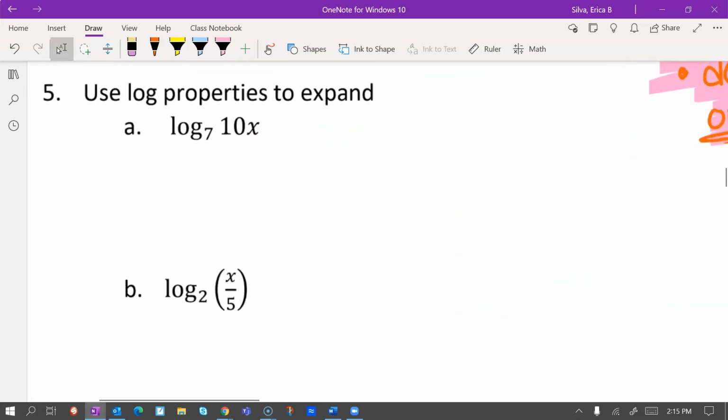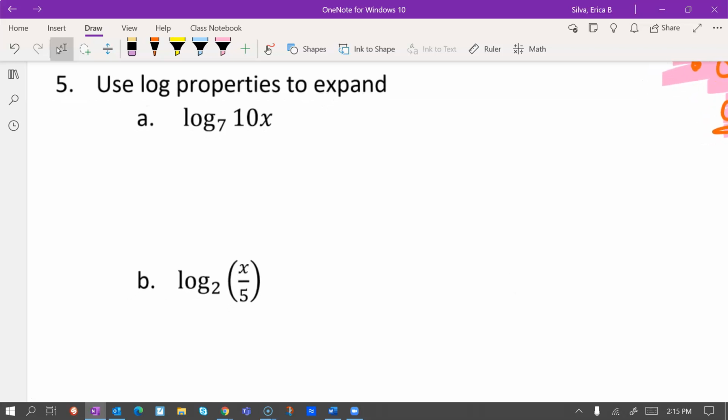The next one is expanding log properties. So we always identify our base first. Our base is 7. Oh, geez, this is expanding. I'm so sorry. This is what we just did.